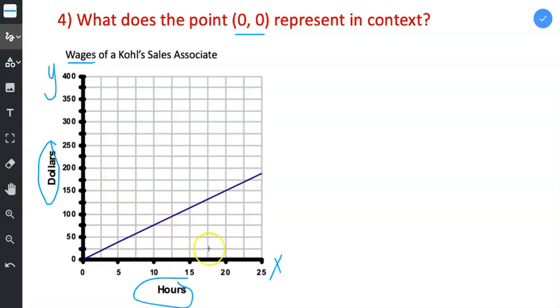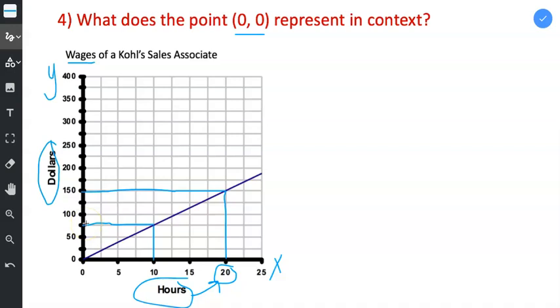So if I wanted to read a couple of these points to try to understand, I could read, all right, 20, 150. That would mean that if this worker worked for 20 hours at Kohl's, they would make $150. Let me choose another point. So I'm just trying to understand the graph. If this worker worked for 10 hours, they would make $75.